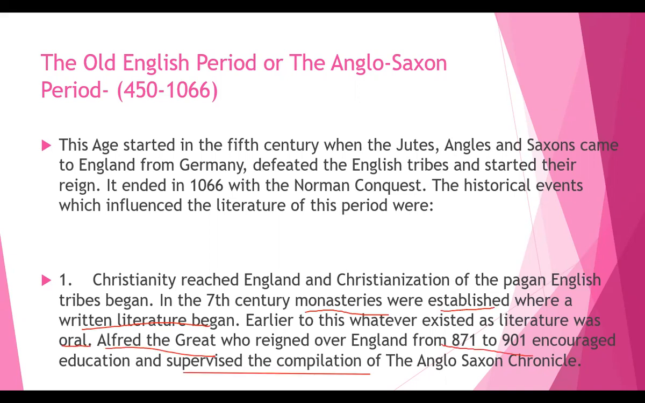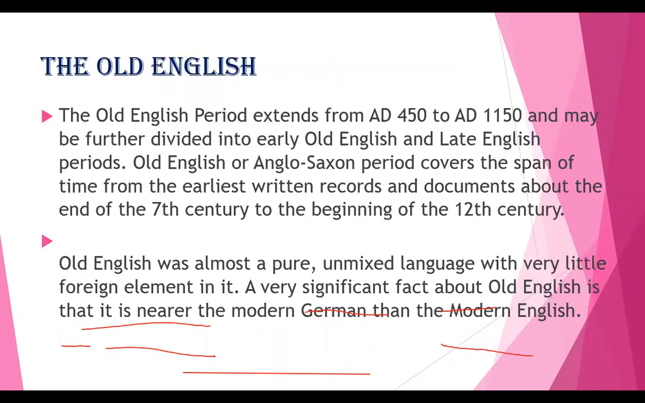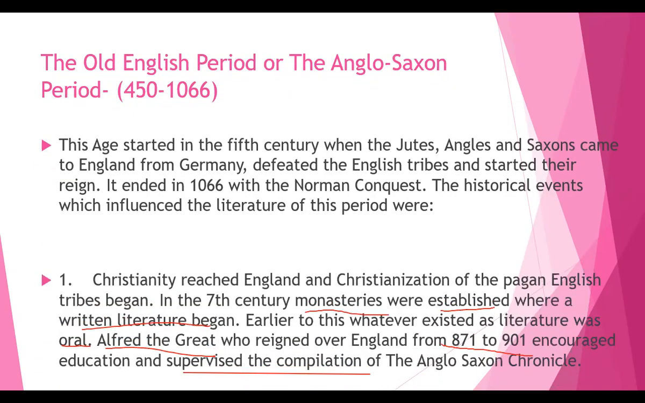compilation of the Anglo-Saxon Chronicle, right? So this is very, very important. When it was started, Alfred the Great reigned over England. From which period to which period? As we discussed, he reigned in England from 871 to 1901, encouraged education and supervised the compilation of the Anglo-Saxon Chronicle. So whatever has been made, it was definitely the foundation which was given.